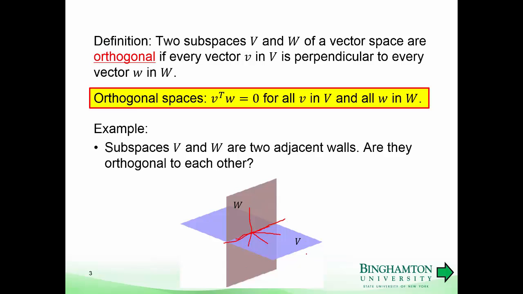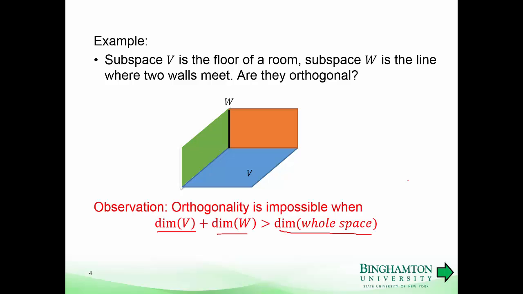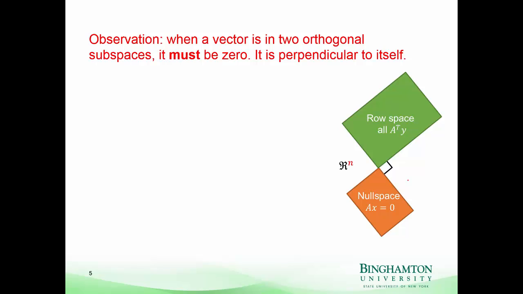We had V has dimension 2, W has dimension 2, so those add to 4, which is greater than the dimension of the whole space, which was 3. So that's a nice rule to keep in mind. Now let's try to tie these things together to our 4 important subspaces. So one observation is that when a vector is in 2 orthogonal subspaces, it must be 0. That's the only thing that we can have in common.